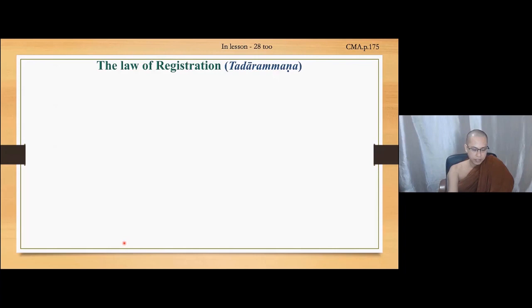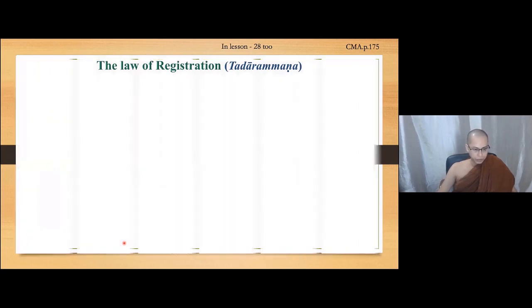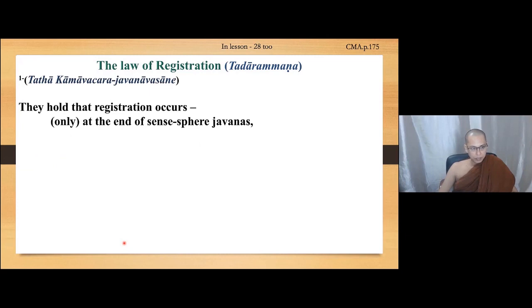Next, let's review from lesson 28, the law of registration. The law of registration: Tatha Kamavachara Javana Avasane, at the end of sense-sphere Javana. So only at the end of sense-sphere Javana does it arise. The registration moment never arises at the end of sublime Javana. It arises only at the end of sense-sphere Javana.